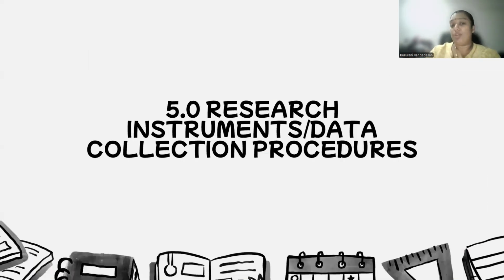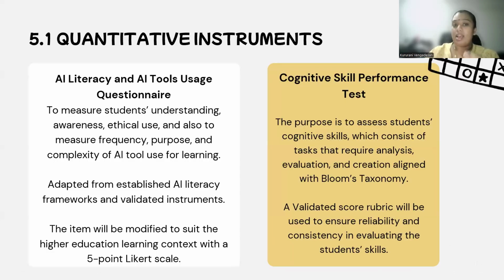And now we're going to look at the research instruments and data collection procedures. For the quantitative instruments, the first is the AI literacy and AI tool usage questionnaire. This measures student understanding, awareness, and ethical use, and also the frequency, purpose, and complexity of AI tool use in learning. It is adapted from established AI literacy frameworks and validated instruments. The items will be modified to suit the higher education learning context with a 5-point Likert scale.